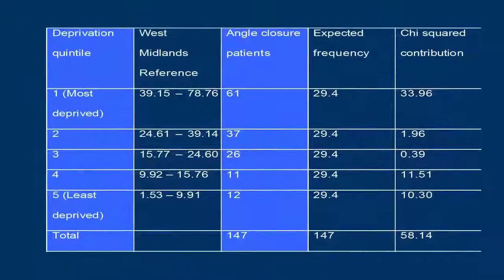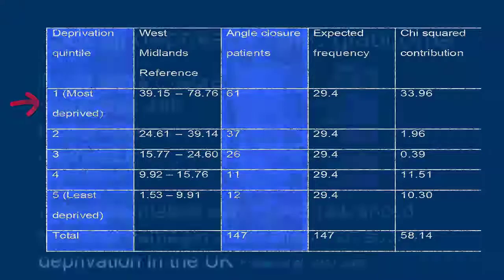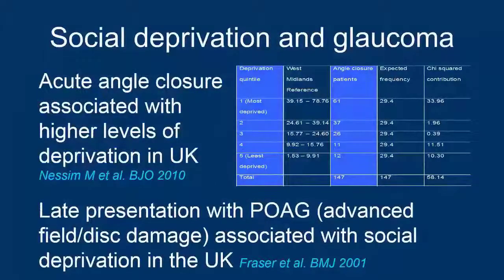And we know from studies conducted in the UK that these are case control studies, that late presentation is associated with social deprivation. And a study was conducted in Birmingham looking at presentation of acute angle closure in the West Midlands, and found that a disproportionate number of patients and cases were coming from the most deprived population. And this, again, may be something to do with unoperated cataract, or it may be a relationship between social deprivation and the biometry or other physiological factors in the eye.